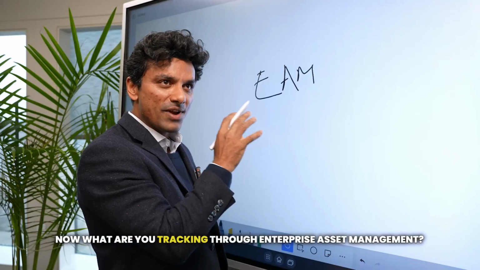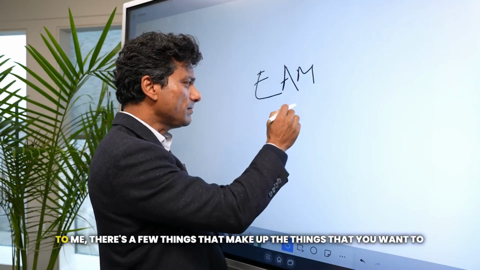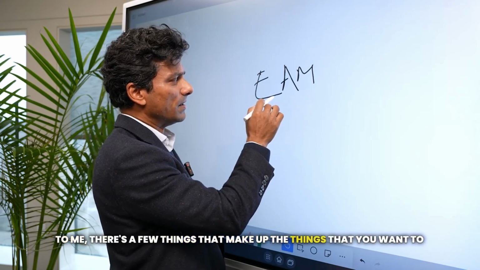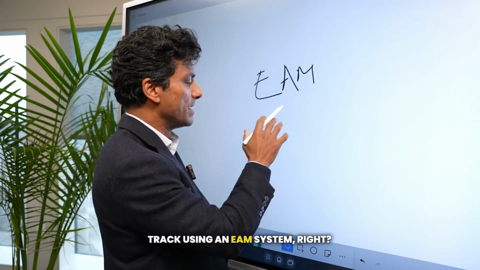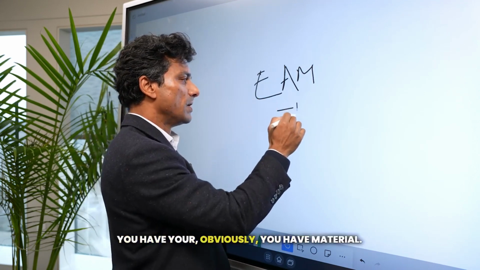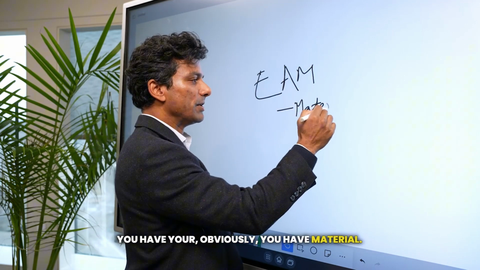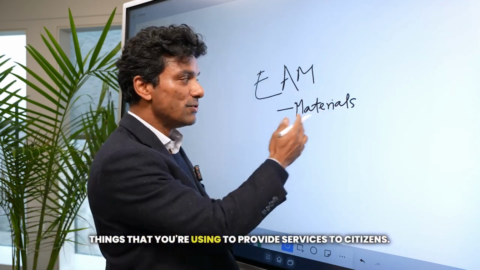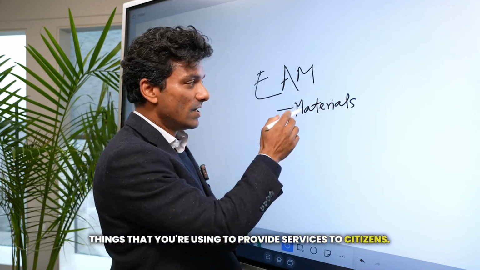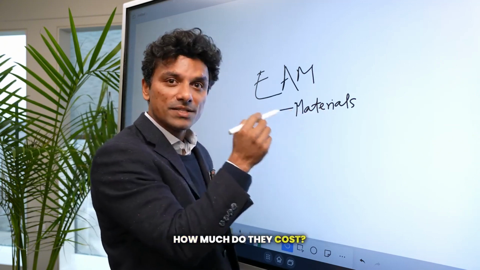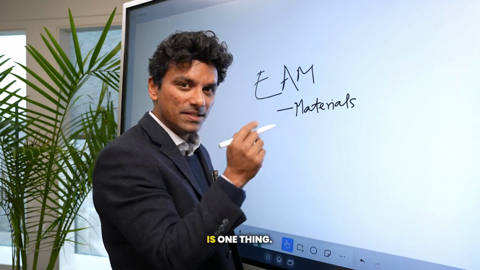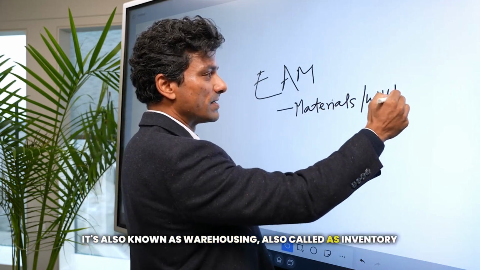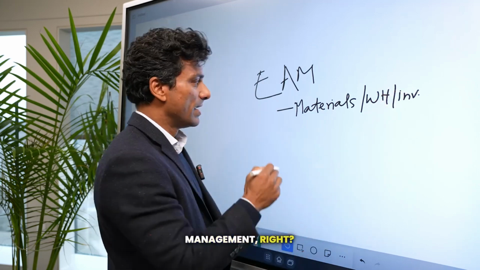Now, what are you tracking through enterprise asset management? To me, there's a few things that make up the things that you want to track using an EAM system, right? You have, obviously, material. The things that you're making, the things that you're selling, the things that you're using to provide services to citizens. Where are they? How much do they cost? Do you have enough of them? That's one thing. It's also known as warehousing, also called inventory management, right?